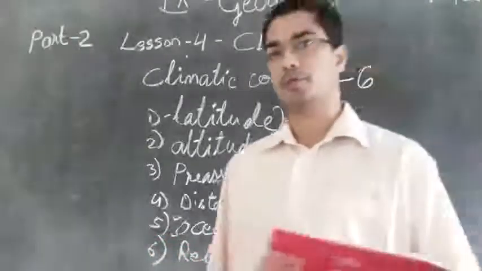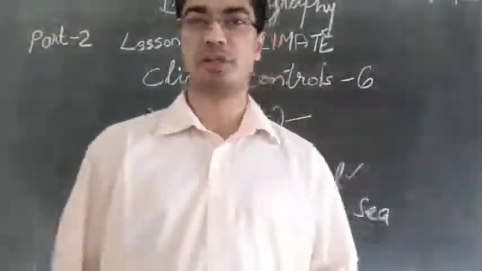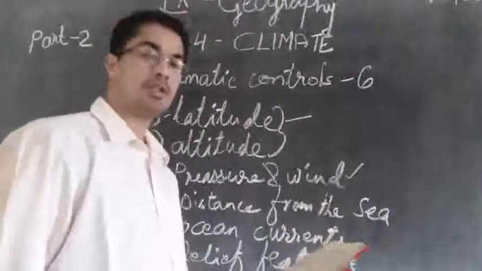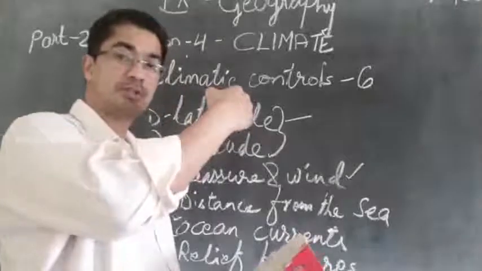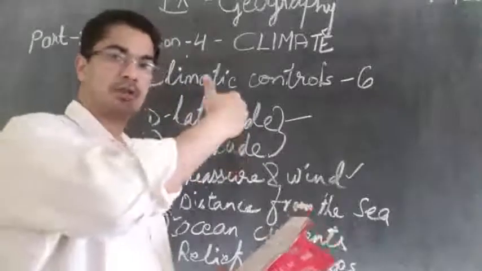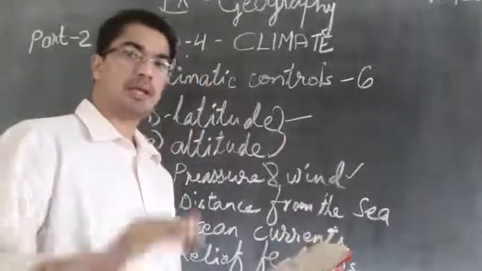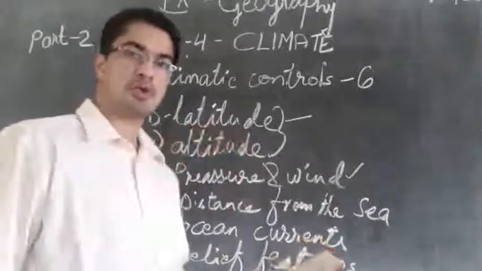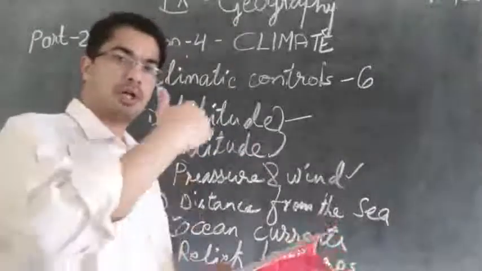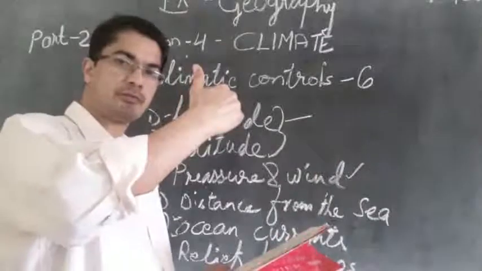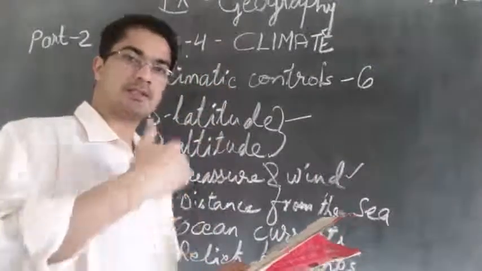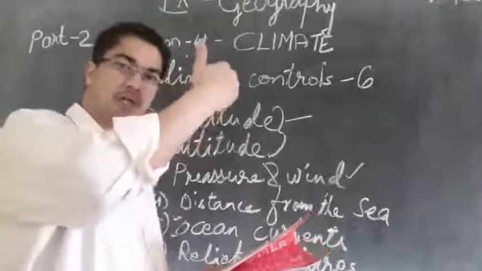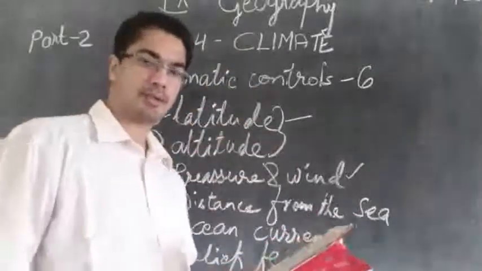When we were studying the location of India, we studied the position of India. India is in the northern hemisphere, and there is a line passing through it called the Tropic of Cancer. So half of India is south of the Tropic of Cancer, and the other half is in the north of the Tropic of Cancer.